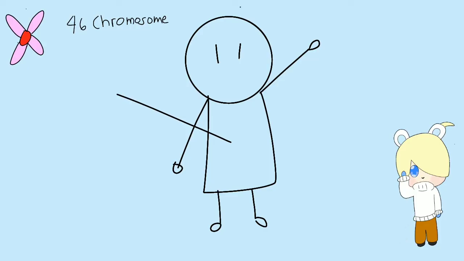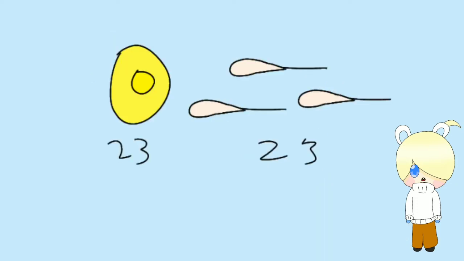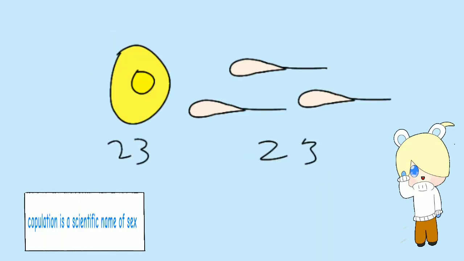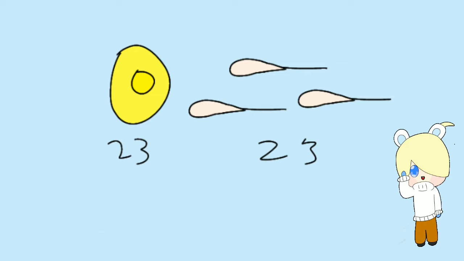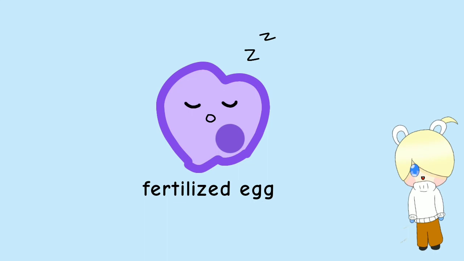We also know that the human has 46 chromosomes that most of our body cells have. But there are also cells that don't have 46 chromosomes. Sperm and egg cells have 23 chromosomes. So, why 23? Well, during copulation, if the sperm cell meets the egg cell, which both have 23 chromosomes, if we add them up, we get 46 chromosomes in order to form a newly fertilized egg.